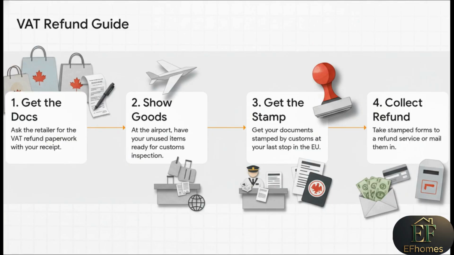Step 1, when you're buying something, just ask the store for the VAT refund paperwork. Step 2, at the airport, and this is key, before you check your luggage, find the customs office and show them your new stuff. Step 3, get that all-important stamp on your forms. And step 4, take those stamped forms to a refund desk right there at the airport or mail them in. That's it. You get your money back.